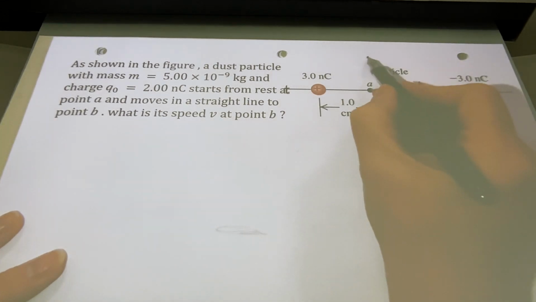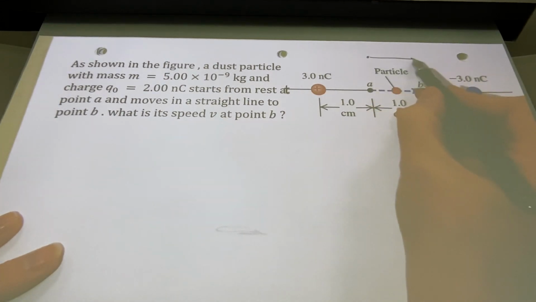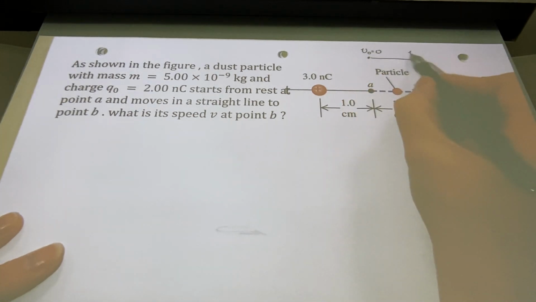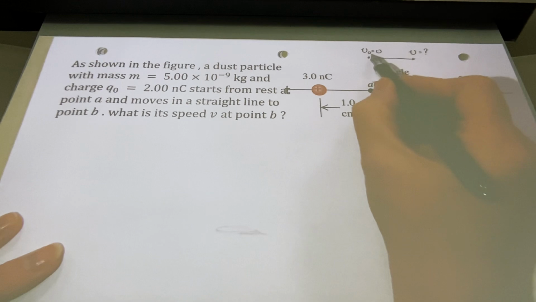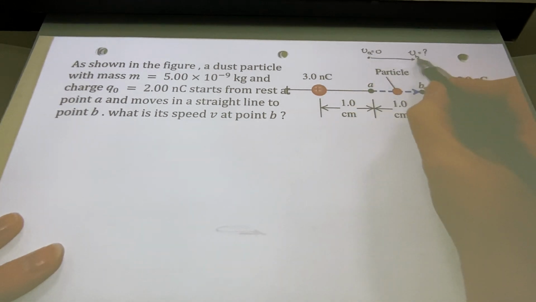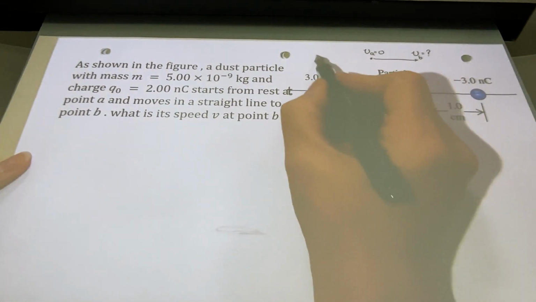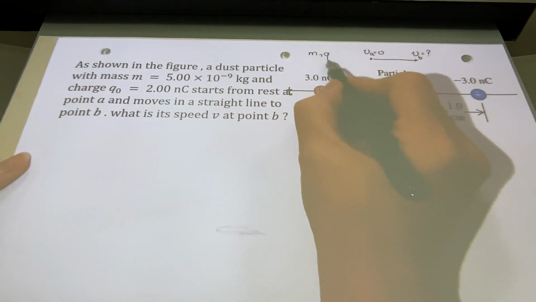So it starts here, moves to here. It has an initial velocity of 0. We want the final velocity when it's over here. So I guess the V at A is 0. V at B is something we'd like to sort out. We know the mass and we know the charge. So we know M and we know Q0.